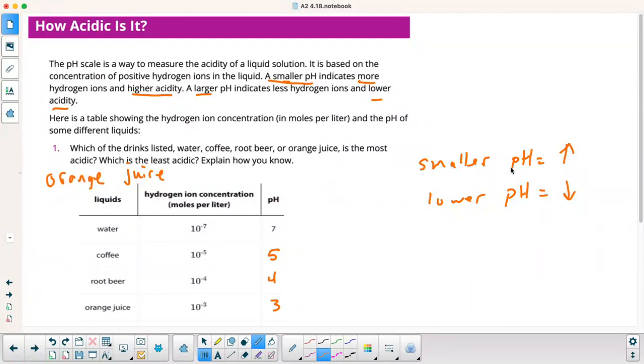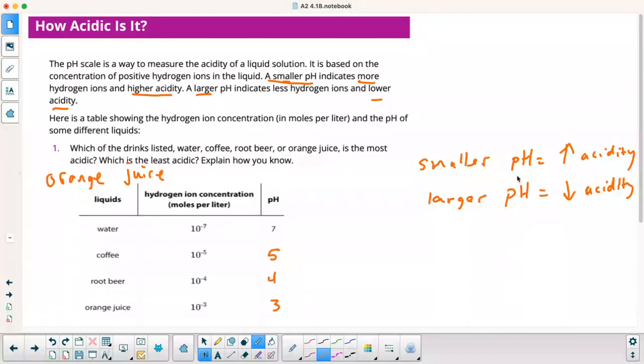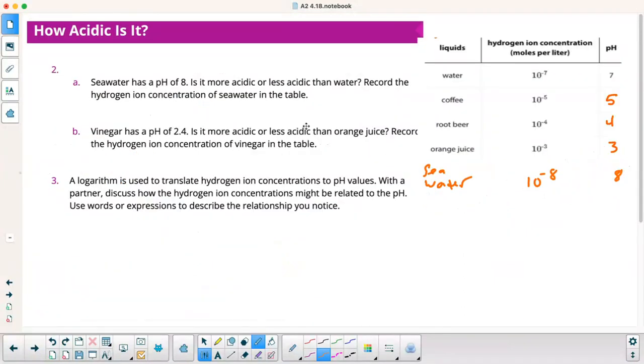Wait, I wrote smaller pH. I should have said larger pH. Larger pH indicates less acidity. Okay, so when I look at this here, this has a higher pH, so larger pH, so it's going to have less acidity. So for water, it's going to be less acidic.